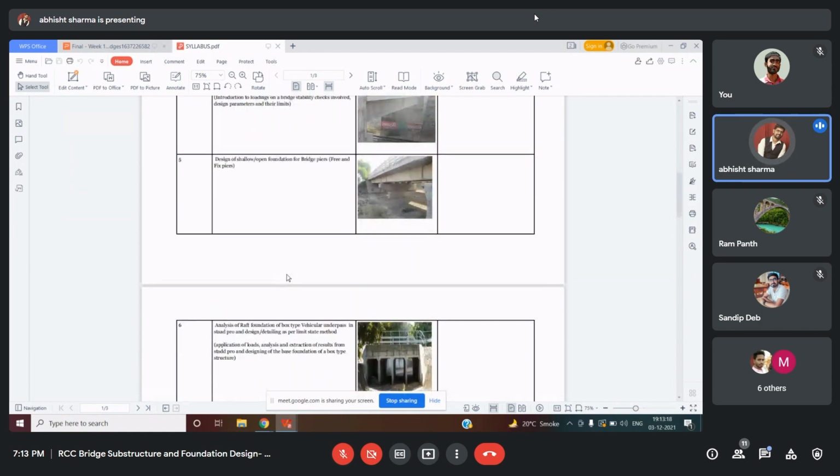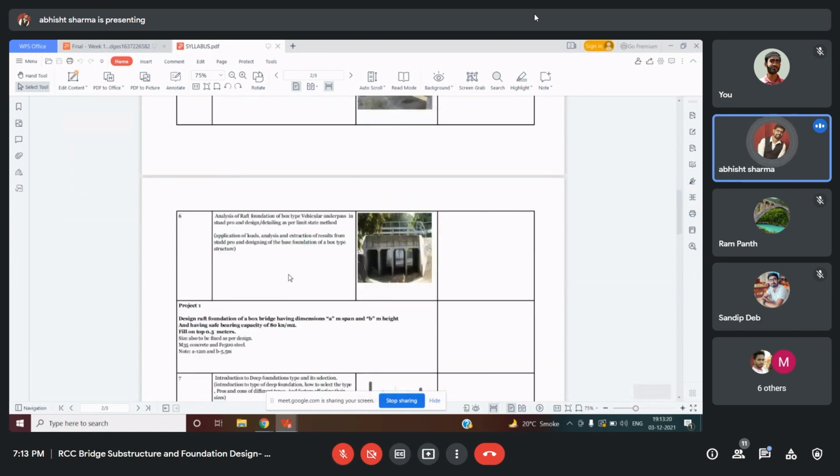This is all about what we will cover in week 5. So week 6 is basically about the raft foundation, about the box structures. This, I would say, covers around 50 to 60% of cross-drainage structures. Maybe they can be a culvert, they can be a minor bridge, they also can be an underpass as well.